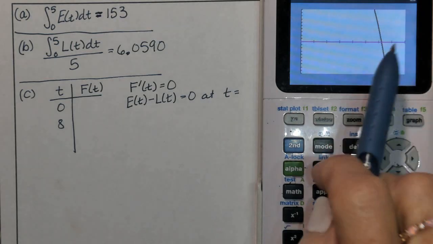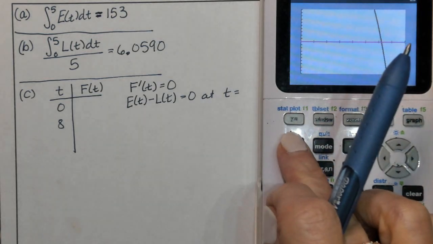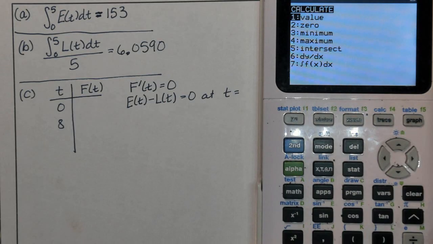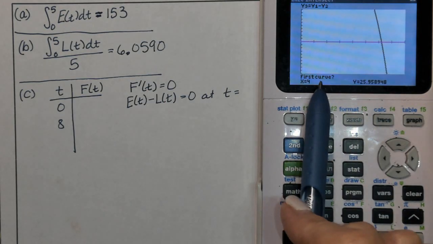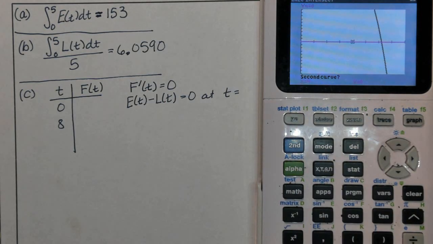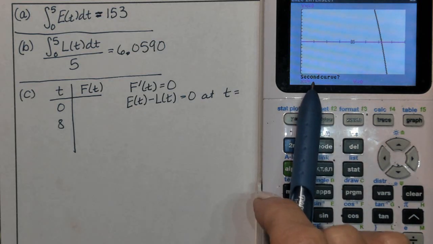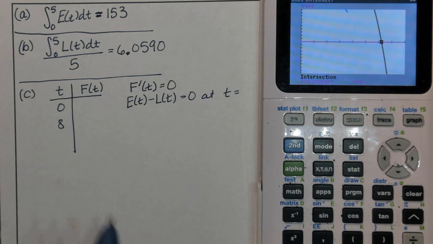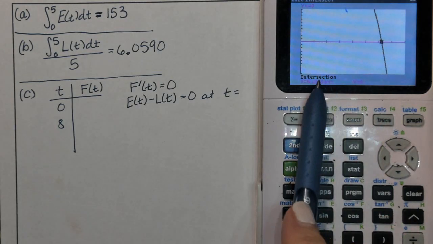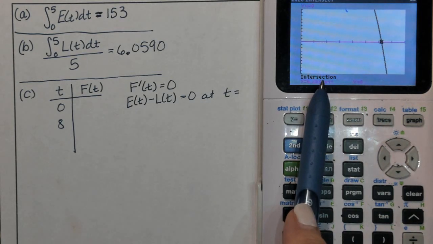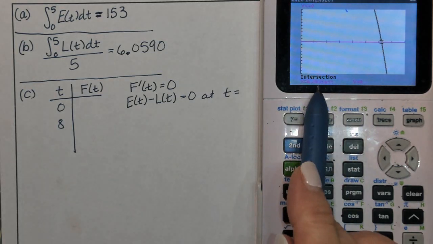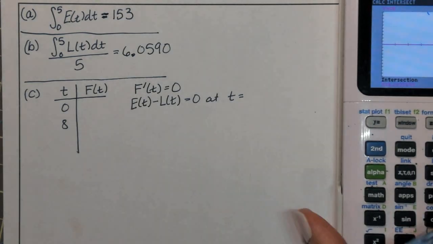So I'm going to find where they intersect. So second, calc, number 5 for intersect. What is our first curve? Hit enter. What is our second curve? Hit enter. What is our guess? Hit enter again. You know you're done when it says the word intersection. So t is equal to 6.2035.